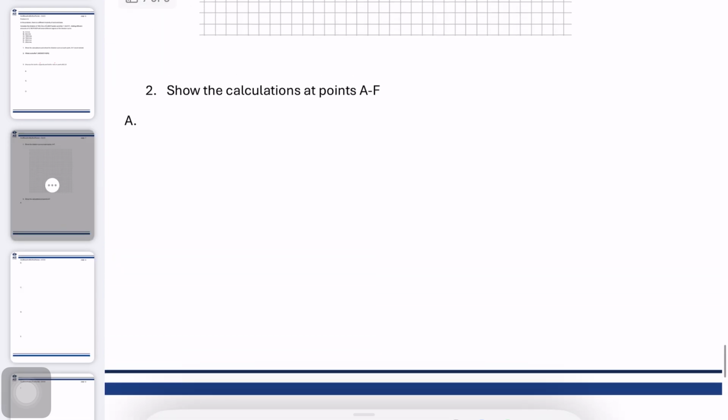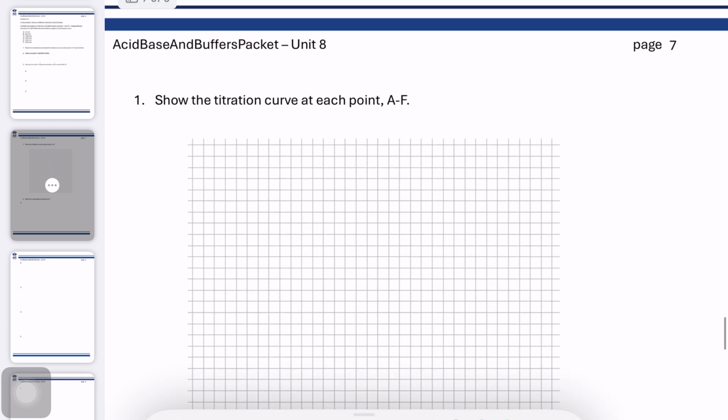So feel free to show those calculations, and I will record the solutions in a moment or two. Good luck. May the force be with you.